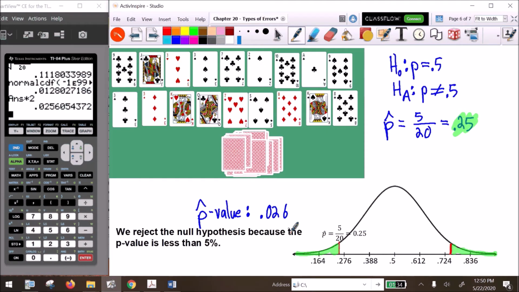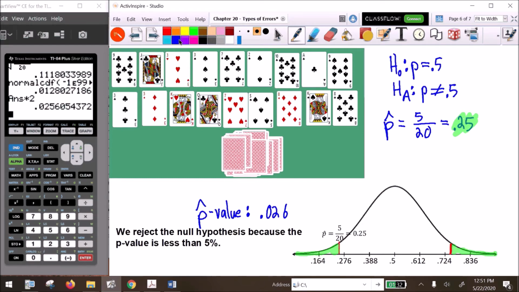This is the type 1 error because we incorrectly rejected a true null hypothesis. In fact, this was a fair deck of cards with an equal proportion of red and black cards. We erroneously came to the conclusion that it is unfair and there's more red cards. So we rejected our null when we really shouldn't have rejected it. Now, had we set our p-value threshold lower than 5%, maybe we set it at 1%, we would not have rejected our null hypothesis. So that's something the book talks about.